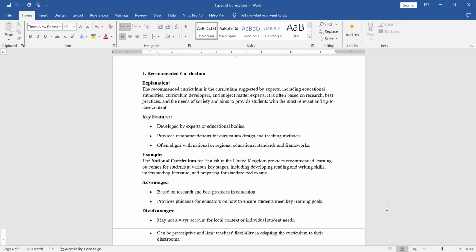And they select the Cambridge. They select the local syllabus curriculum. They select edXL, and that is actually the recommended curriculum.